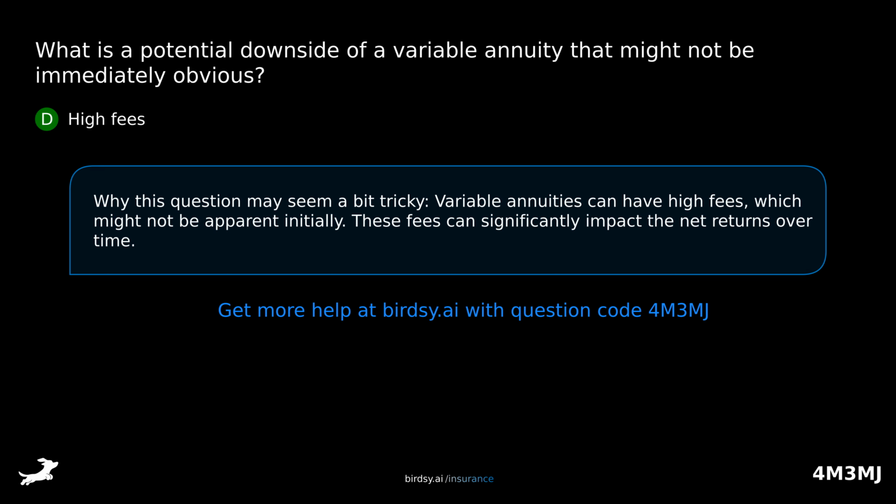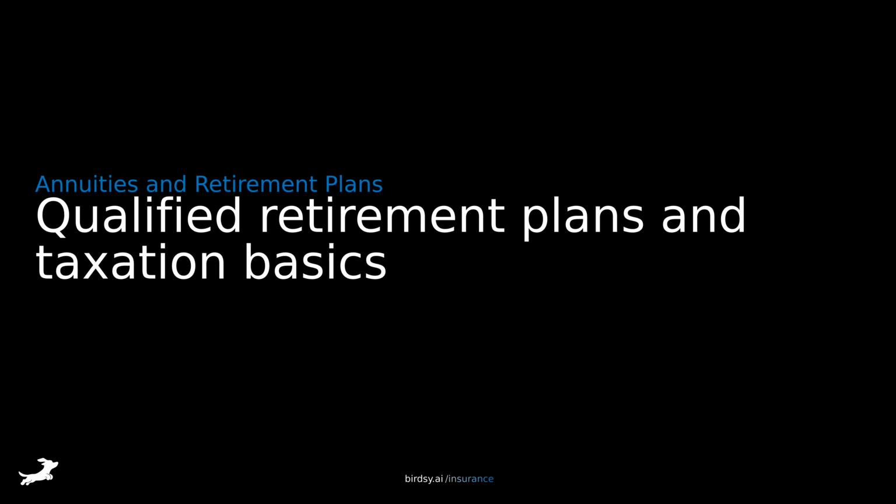Why this question may seem a bit tricky. Variable annuities can have high fees, which might not be apparent initially. These fees can significantly impact the net returns over time. Qualified retirement plans and taxation basics.